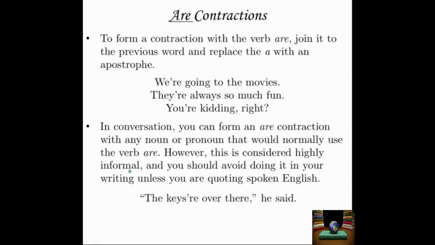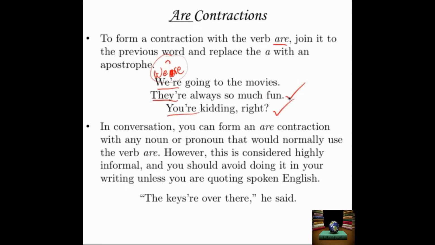All right, our first kind of contractions are "are" contractions. To form a contraction with the verb are, join it to the previous word, whatever it is, and replace the A with an apostrophe. So, we're going to the movies. We are becomes we're. We got rid of that A, and we replaced it with an apostrophe, and we got we're. That's exactly how we got they're always so much fun, and you're kidding, right?